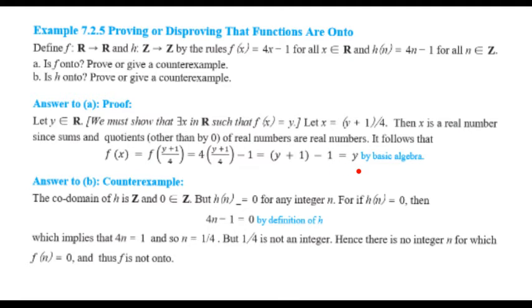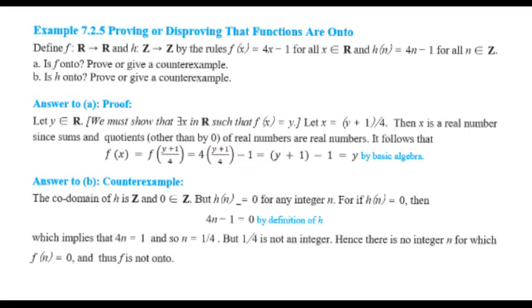So we find an x, which is (y plus 1) divided by 4, such that f of x is equal to y. So we have successfully proved that f is an onto function. Why? Because it covers all the members of the codomain, which is the set of real numbers.